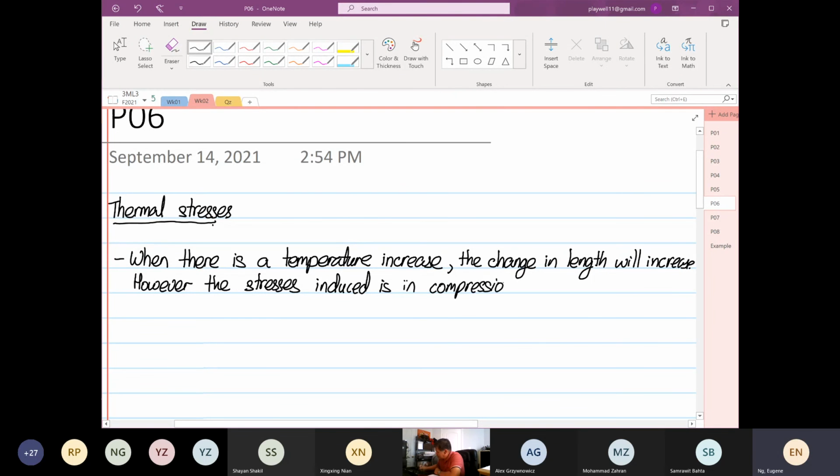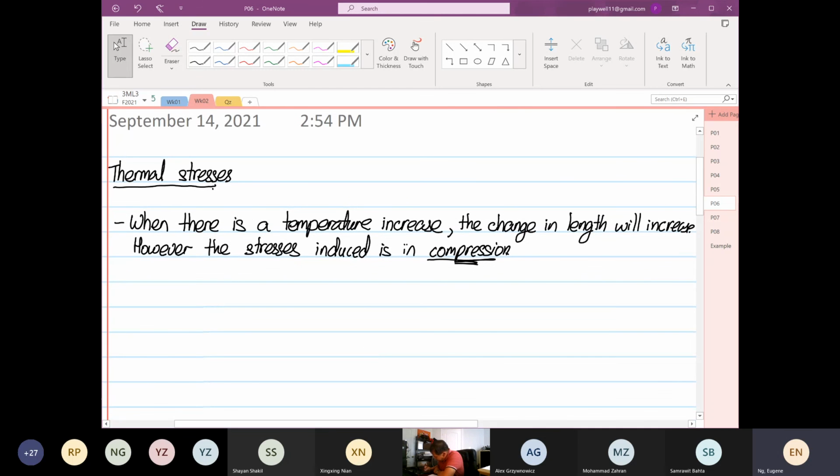Some of you like, hey, what does this mean? So when there's a temperature increase, your length will increase, right? But you're going to induce what? Compressive stresses. Bear with me, and I will show you why.